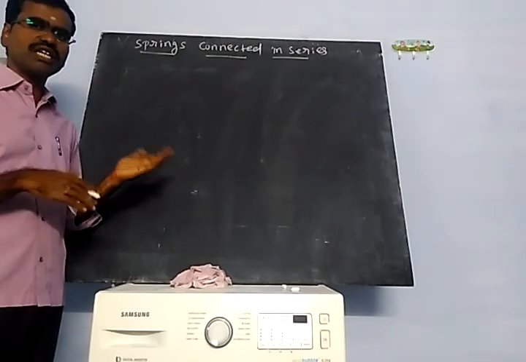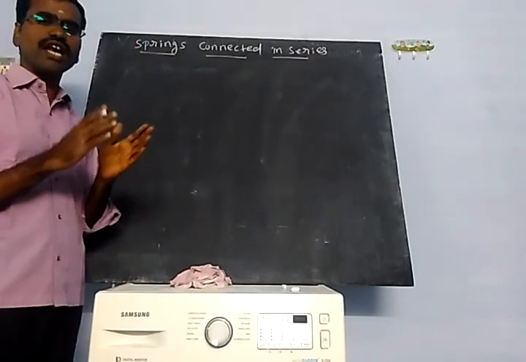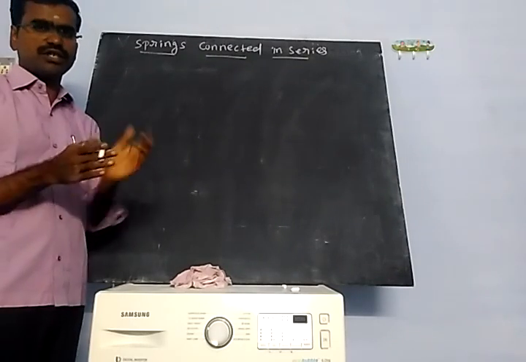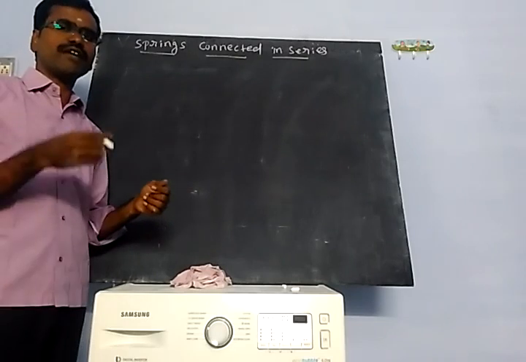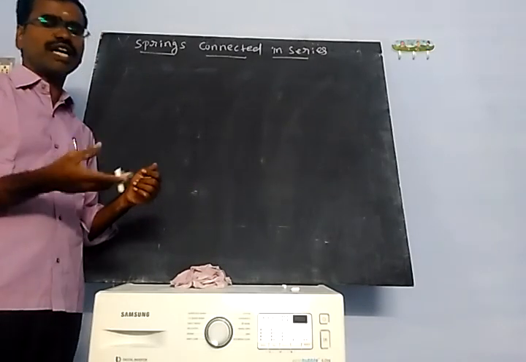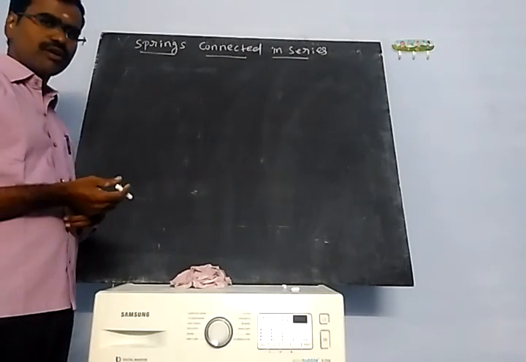If the spring constant is more, the force you apply to elongate or compress the spring will also be more. If the spring constant value is less, it needs only a very small force to elongate or compress that spring. Okay, do you understand?